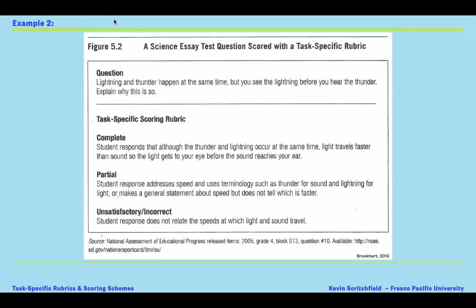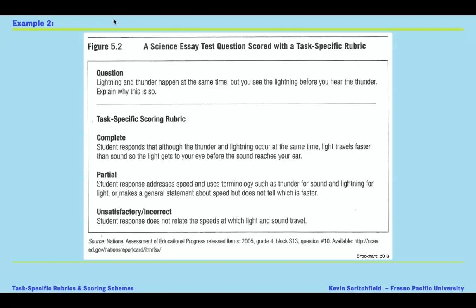Complete says a student responds that although the thunder and lightning occur at the same time, light travels faster than sound. So the light gets here to your eye before the sound reaches your ear. Partial, student response addresses speed and uses terminology such as thunder for sound and lightning for light, or makes a general statement about speed but does not tell which is faster. That's the whole key to the answer to this question, that light travels faster than sound. So we need that in a complete response.